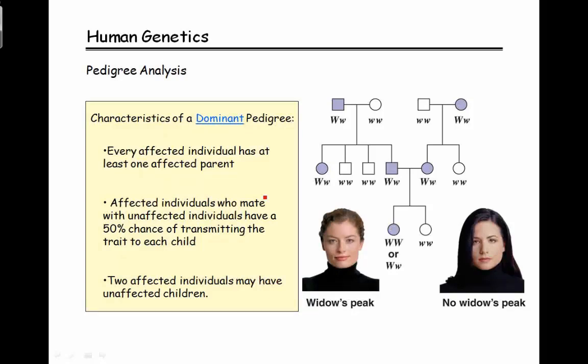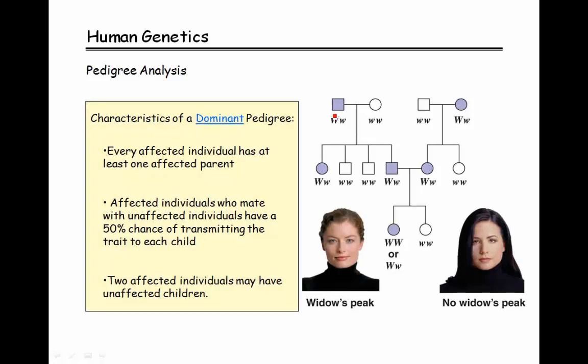So notice we can trace this back. This person has it. Actually, both of their parents happen to have it. Each of their parents, we have at least one that has it as well. So this is not going to be something that skips generations. Many times you hear people talk about things that skip generations. Dominant things do not skip generations.